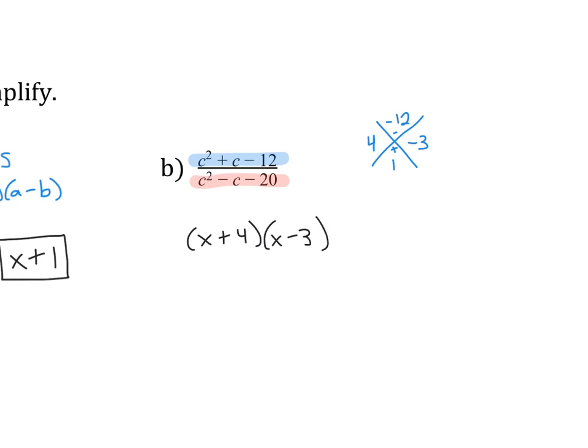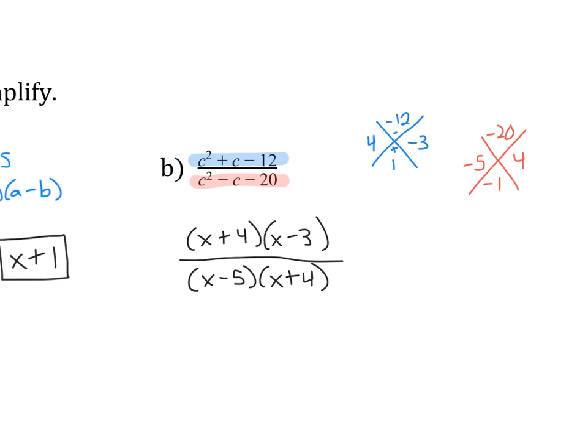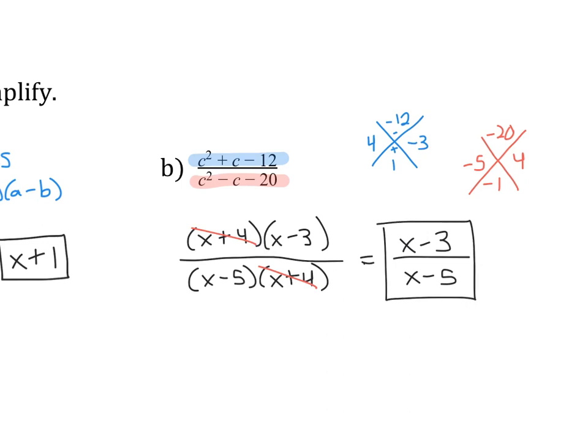And then to factor my denominator, we'll do another magic x. So what multiplies to make negative 20 and adds to make negative 1, negative 5 and positive 4. So our denominator becomes x minus 5 times x plus 4. So we can see that there is a common factor of x plus 4. So that will cancel out, and what we have left is x minus 3 over x minus 5. This is the simplified form, but we still need to find our restriction.